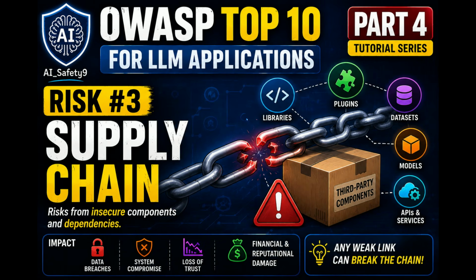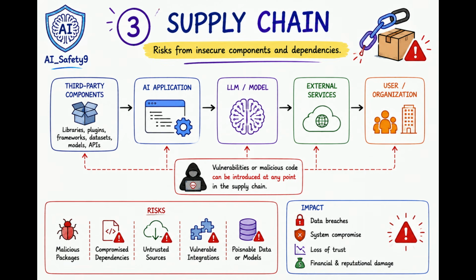Welcome back. In this video, we're exploring the third risk in the OWASP Top 10 for LLM applications, supply chain risks. When people think about AI security, they often focus on the large language model itself. But in reality, an AI application is built using many different components, and every one of those components can become an attack vector. Let's take a look at the architecture shown here.